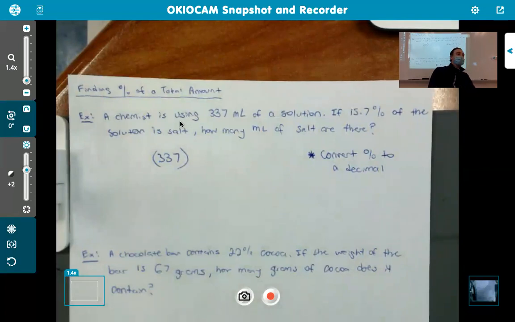And we actually reviewed this a lot back on Friday in that Kahoot that we did with converting from a percent to a decimal. What is 15.7% as a decimal? Where do I move my decimal point? To the left or to the right?